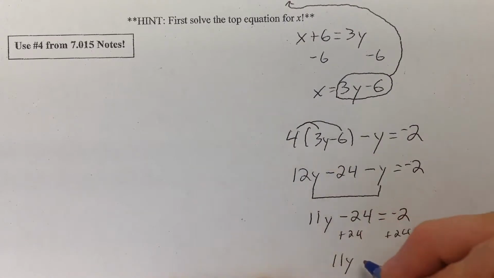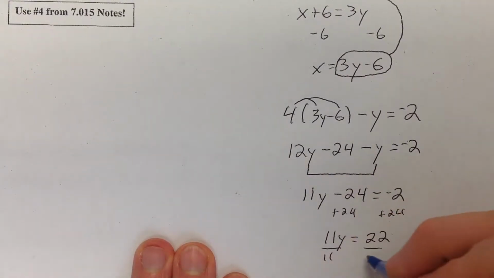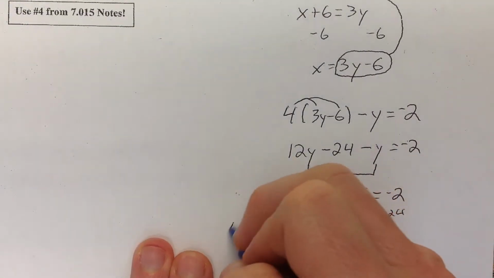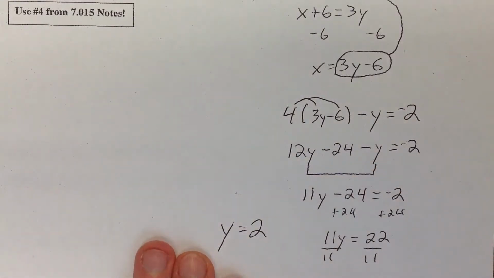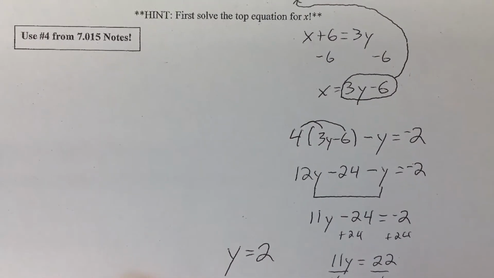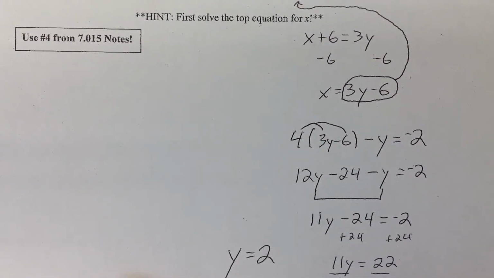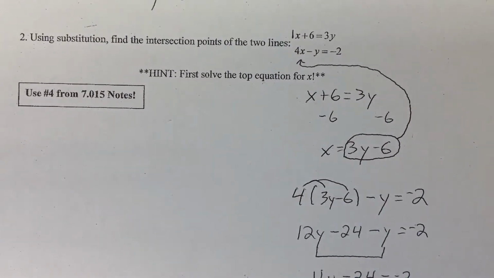We'll get 11y equals 22. We'll divide both sides by 11. And then over here, I'm just going to write y equals 2. Right? So there was a lot of work there, but again, we're not done. We still need to find our x. So we're going to have to plug this into one of our two equations. And again, it's your choice which one. Just try to pick whichever one looks simpler to you.